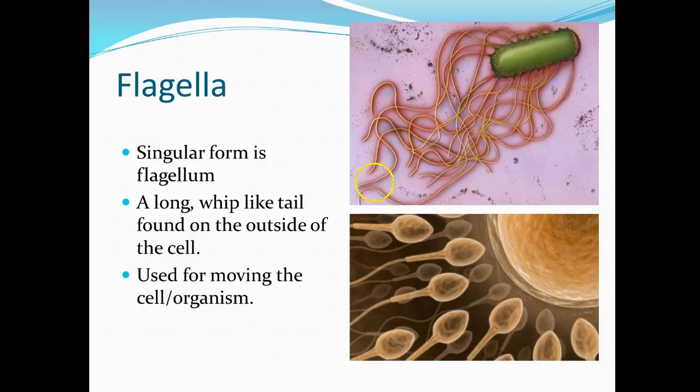Flagella are these long structures here that almost look hair-like. If there's only one, like a sperm cell, of course, only has one, it's called a flagellum. And its function is primarily movement. Sometimes the flagella are used to help. This is a bacterial cell, and sometimes they can stick to surfaces using those flagella, but primarily they're used for movement.